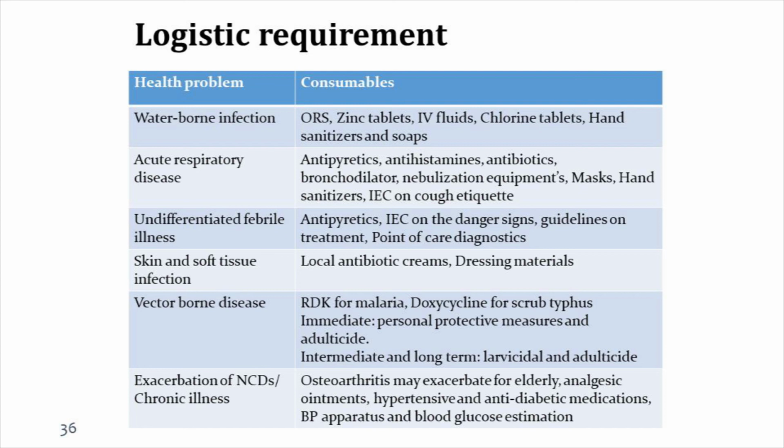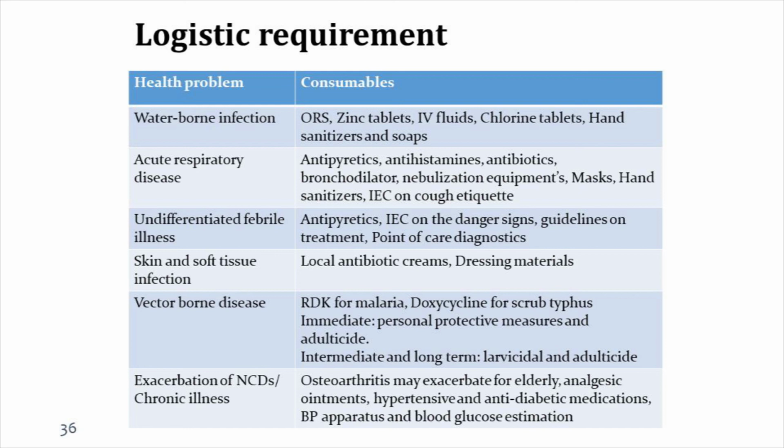First is the waterborne infections. To manage waterborne infections, we would require ORS, zinc tablets and IV fluids. Apart from this, we would require chlorine tablets for water disinfection. We also require hand sanitizers and soaps for hand washing. To manage the acute respiratory diseases during the time of disaster, we would require antipyretics, antihistamines, antibiotics, bronchodilators, nebulization equipment, masks, hand sanitizers, and also IECs on cough etiquette.